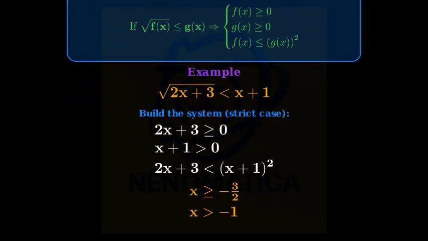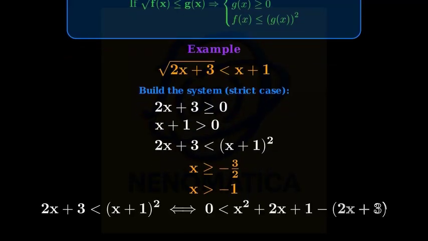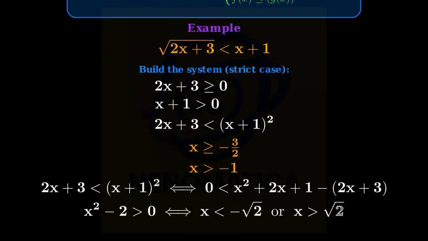Solve the first two easy inequalities: x is greater than or equal to negative 1.5, and x is greater than negative 1. Now solve the third inequality. 2x plus 3 less than (x plus 1) squared becomes 0 is less than x squared minus 2, or equivalently x squared minus 2 is greater than 0. That gives x less than negative square root of 2, or x greater than square root of 2.